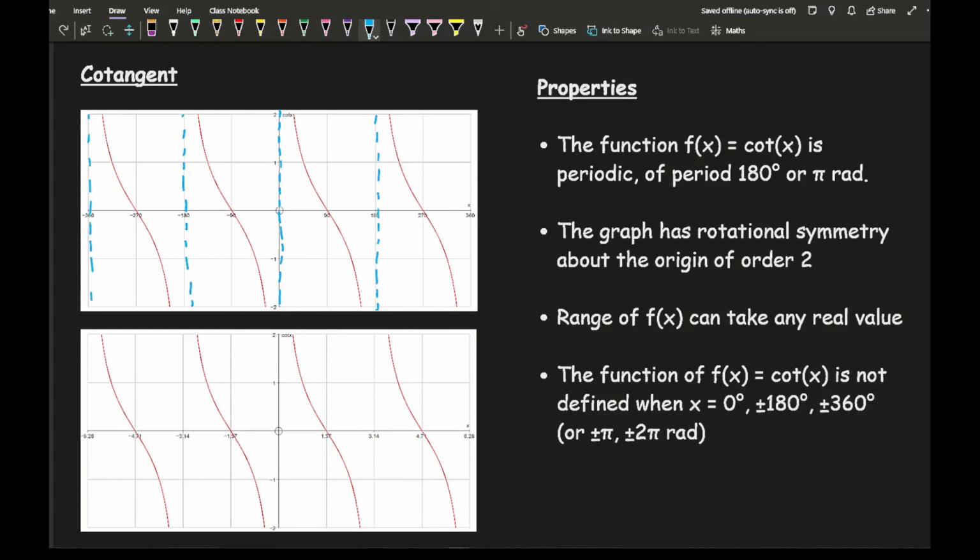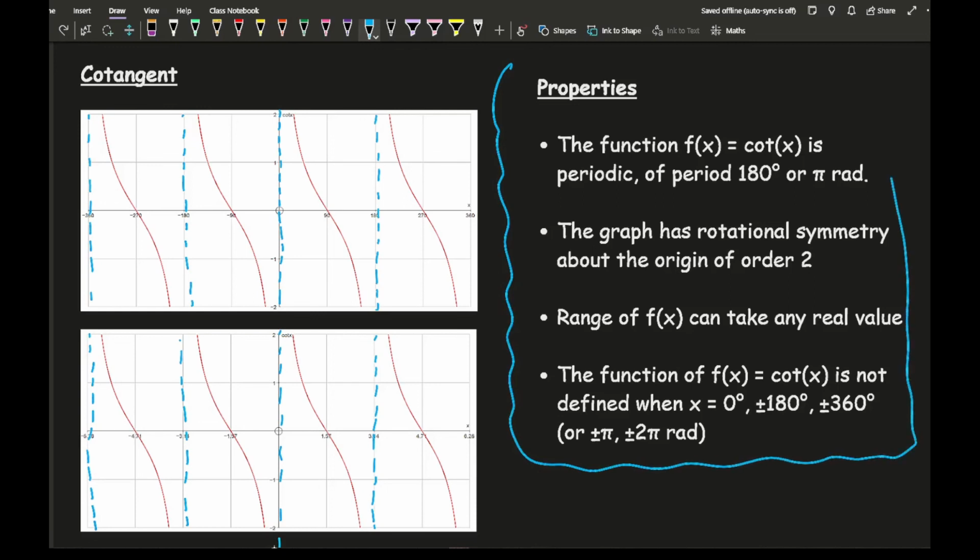Now, like I said, in terms of memorizing the properties, it's not really necessary, but what you do need to be able to do is recognize the graphs, and then once you recognize the graphs, you can talk about them. In terms of the properties I've mentioned, we're mentioning the period of the repeated pattern, the rotational symmetry or order of rotation, the values you can have on the x and y-axis, and the values where it's undefined.